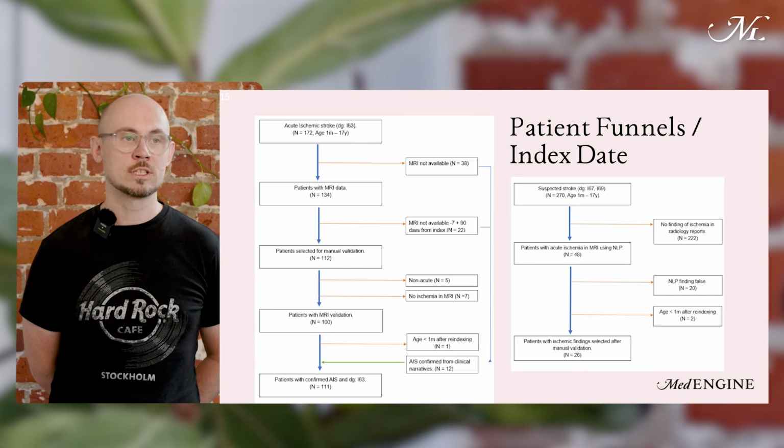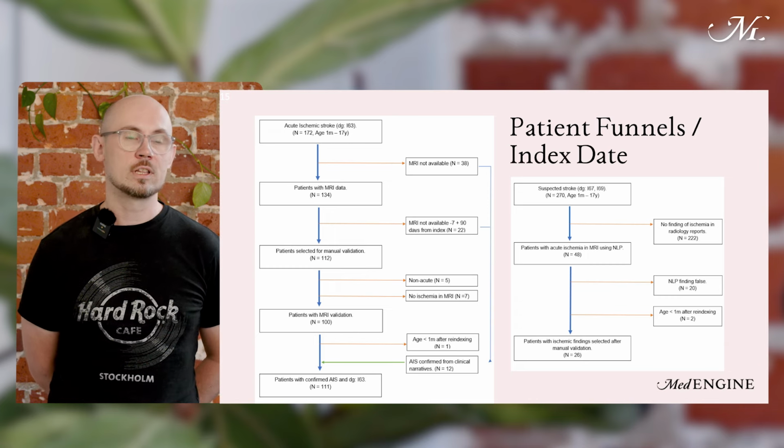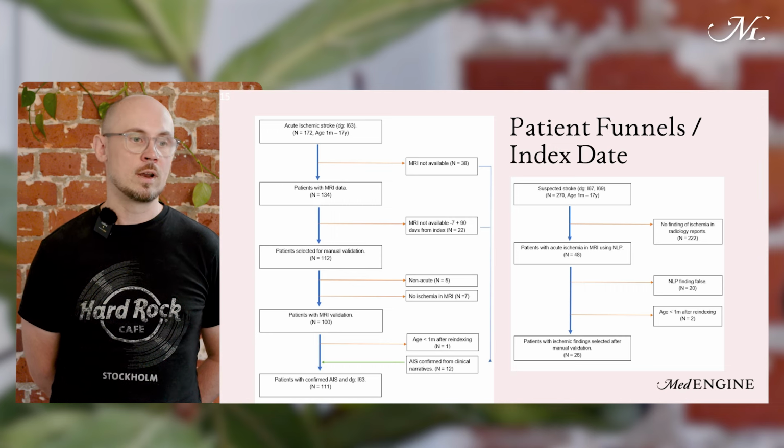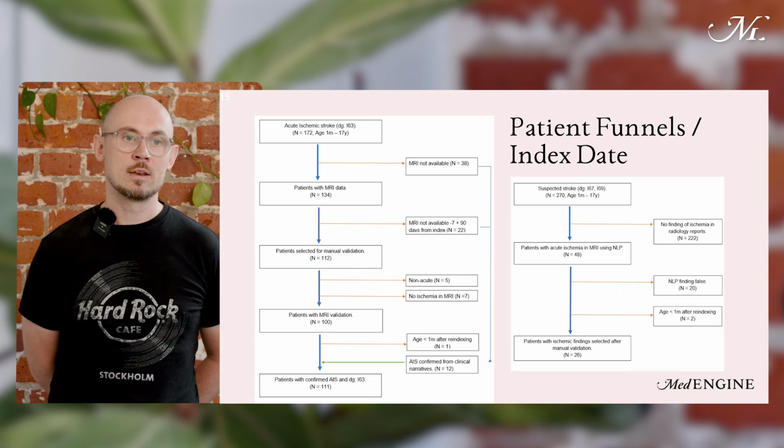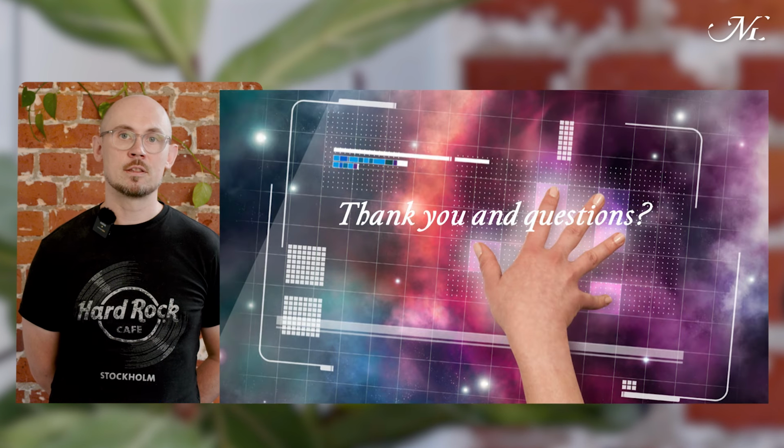So it's a complex process, but we can see here that in this left box, which is the acute ischemic stroke diagnosis code, from the 172 patients we ended up with 111. So approximately one third dropped out in the process. And the index date changed in half of the patients after the validation. So there is a considerable effect in having this deep data access as we had with the Helsinki University Hospital. So this was my presentation, and thank you for your interest, and I'm open for questions.